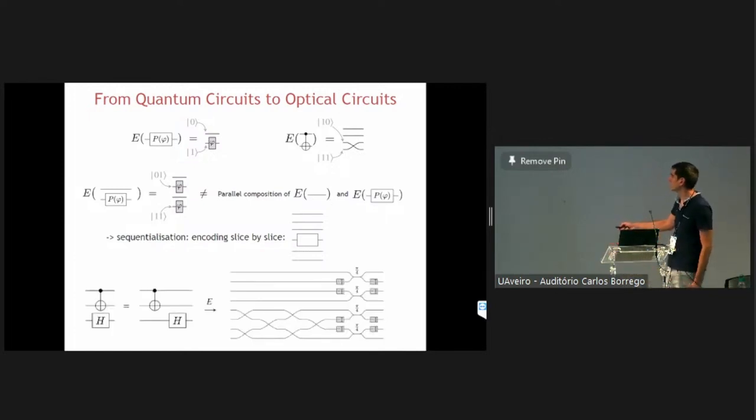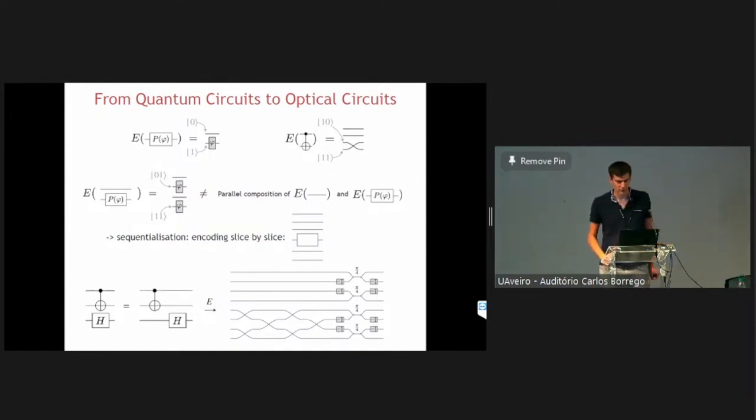So let's see an example. If I start with CNOT in parallel with Hadamard, so I choose this sequentialization and I get this circuit corresponding to the encoding of the initial circuit. If I use the sequentialization the other way around, I will get a slightly different circuit, and it's not obvious that they are equivalent, but they are. Okay, so this is for the encoding.